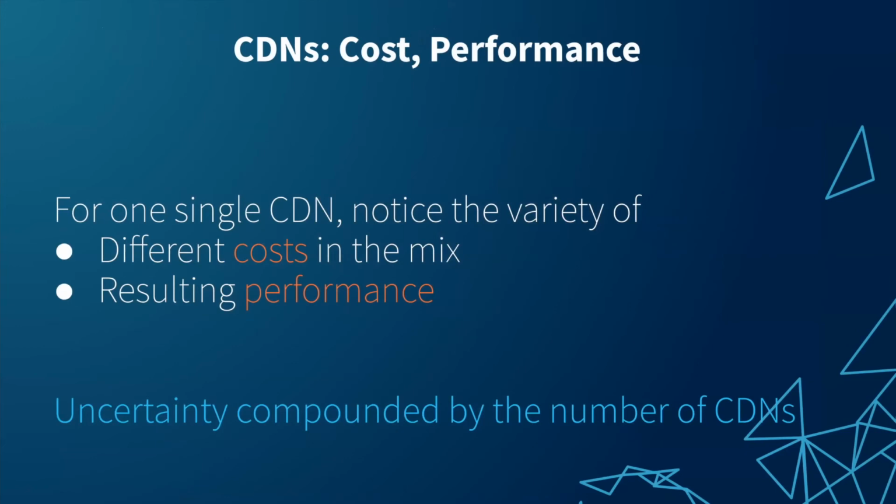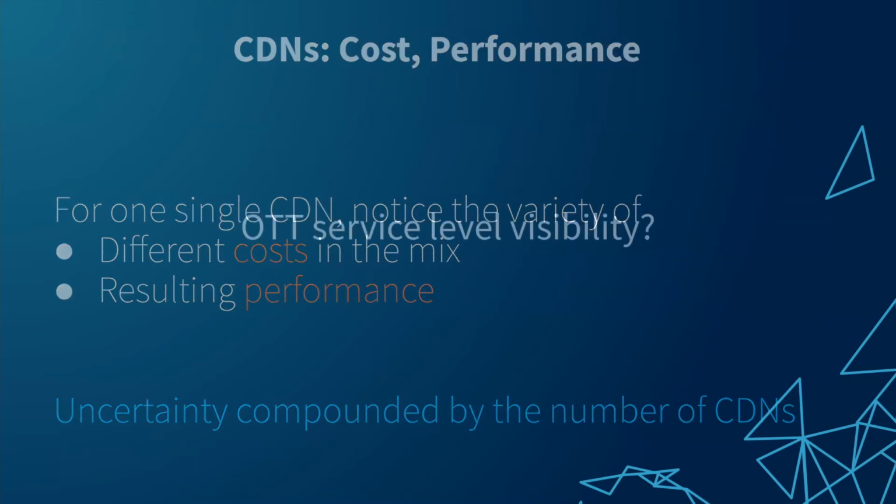Still talking about cost and performance, you'll notice, as the previous slide tried to outline, that for one single CDN, there's a variety of very different costs involved in the mix, and a variety of resulting performance. And that was just for one CDN. Now multiply the noise in that picture by the number of CDNs used out there. And again, more than 90% of the traffic coming into an ISP comes from a CDN. We might have a visibility problem here.